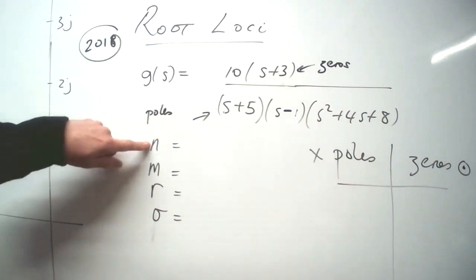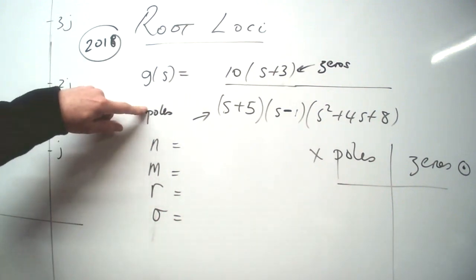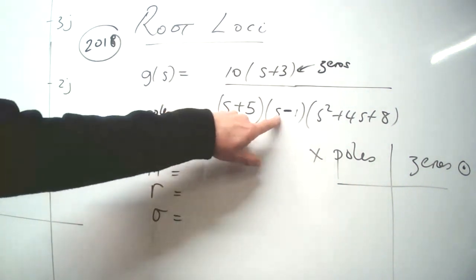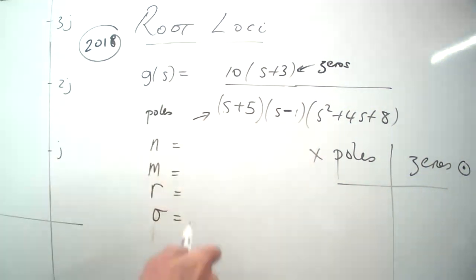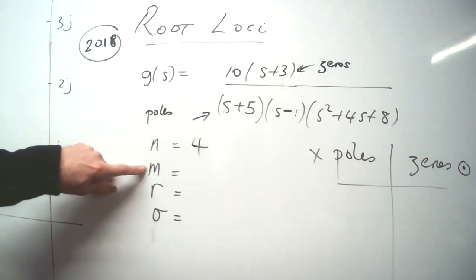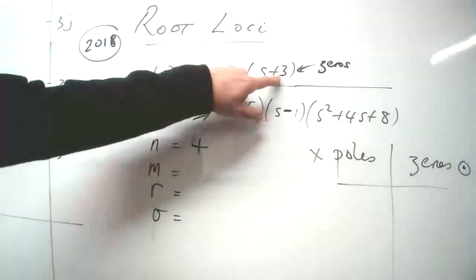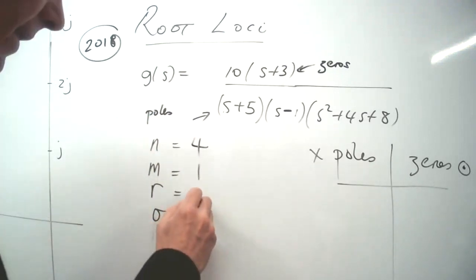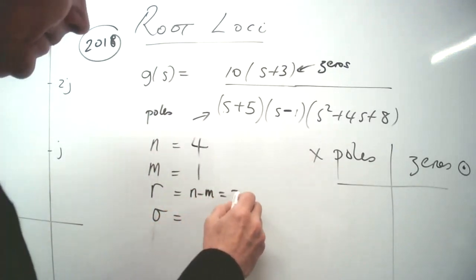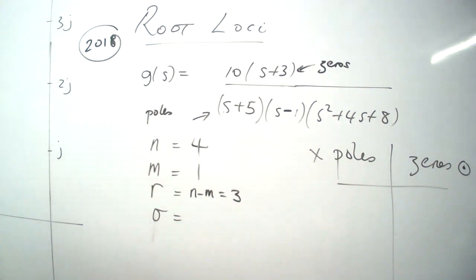The first thing you do is you work out n, which is the number of poles. The number of poles is the number of s's you've got on the bottom. So there's one there, one there, and 2 there, so 2, 3, 4. So n is 4. m is the number of zeros, the number of s's on the top line, which is 1. And r is always n minus m, which is 3.